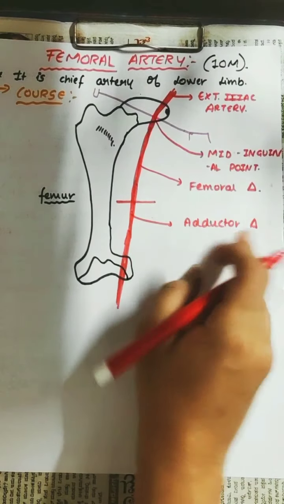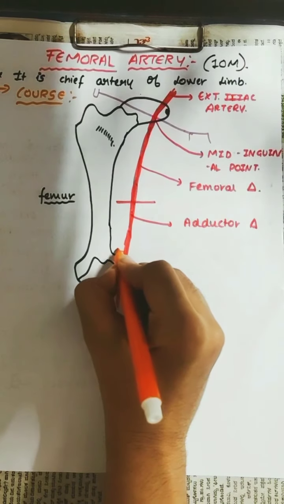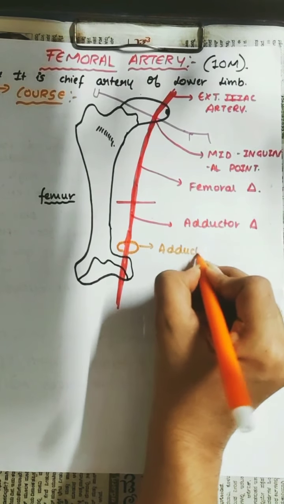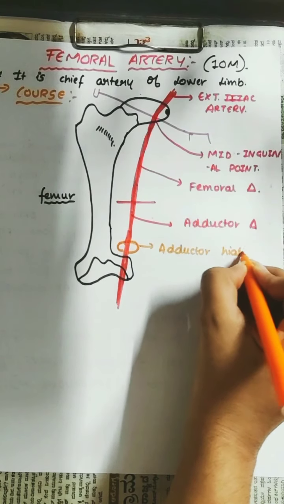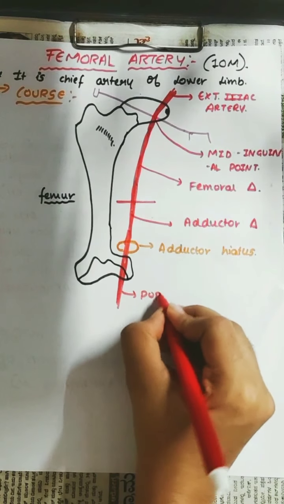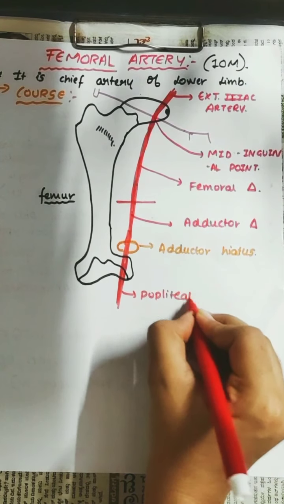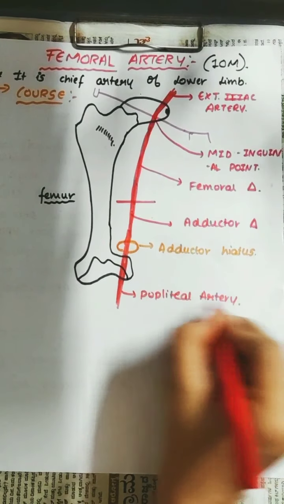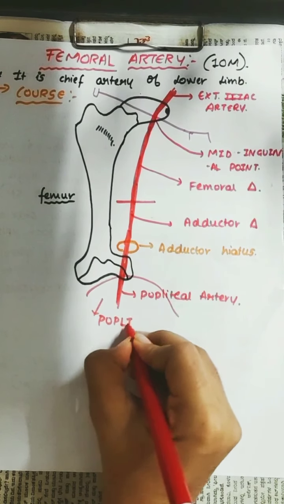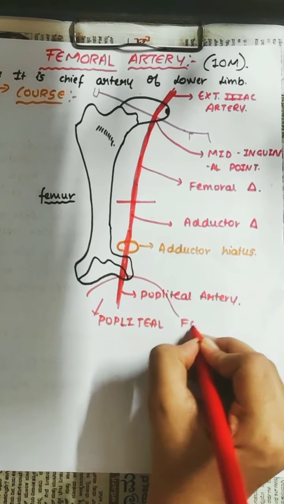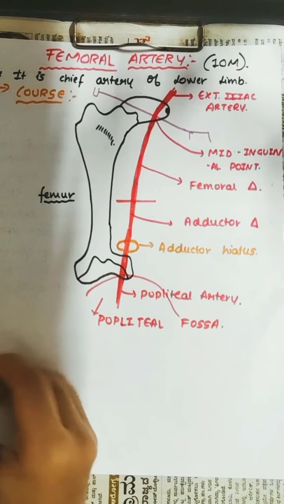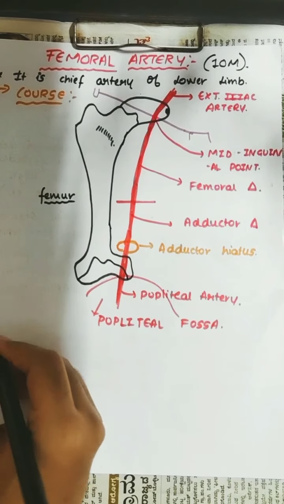After it passes through the adductor canal, it passes through a region called the adductor hiatus and continues as the popliteal artery in the popliteal fossa. You can see in the diagram. We'll write a quick explanation about it.